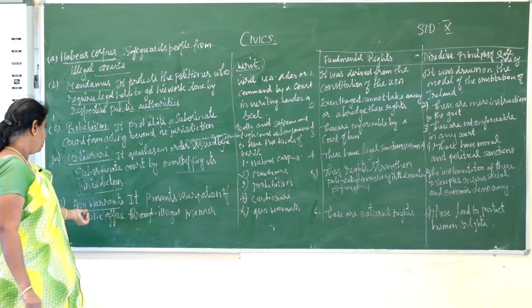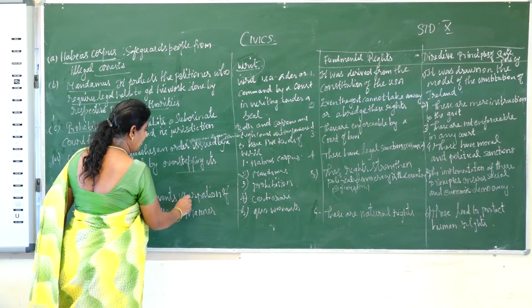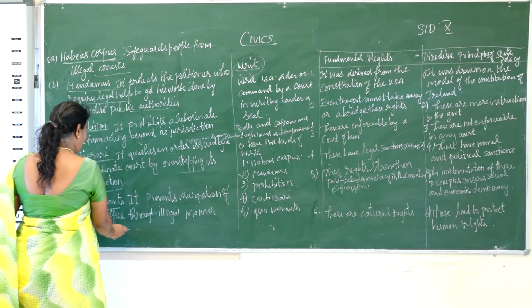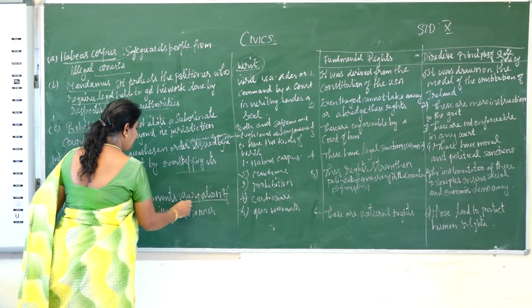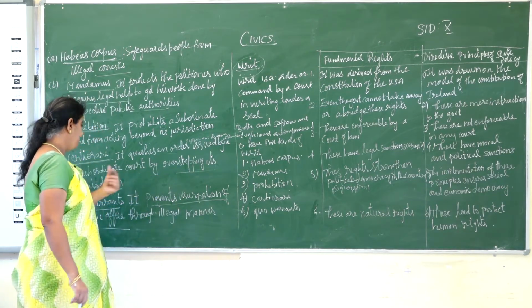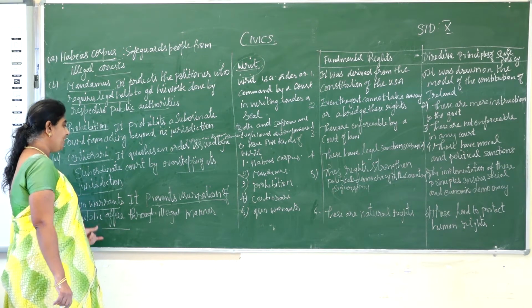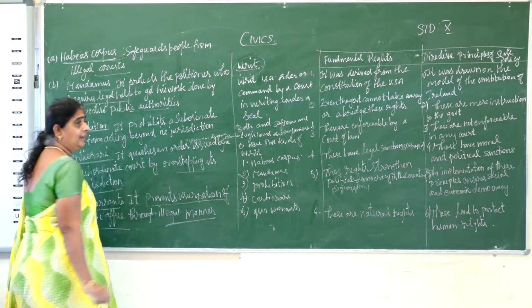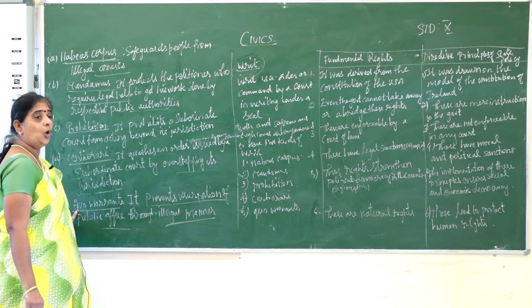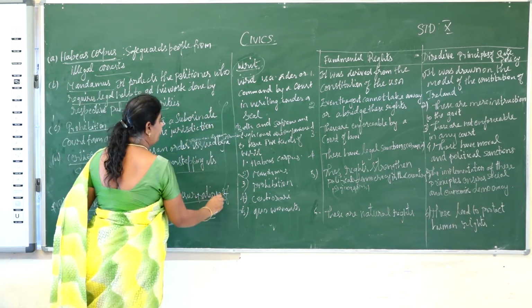And next is quo warranto. Quo warranto prevents usurpation of a public office. What is this? It is wrongfully seizing a public office. If you capture a public office in an illegal manner, that is known as quo warranto. These are the 5 types of writ.